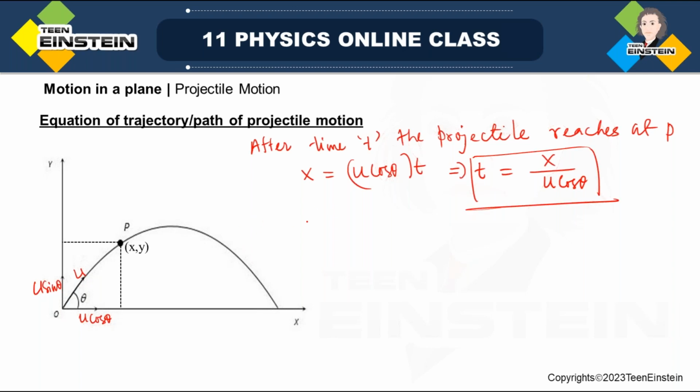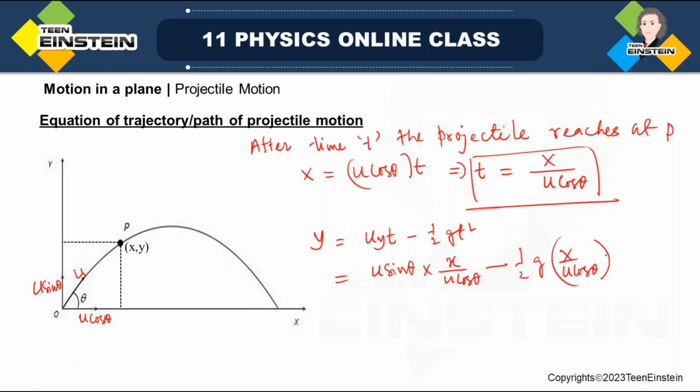Now, what is y? You know this, y will be u y t minus half g t squared. What is u y? U y is u sin theta. I'll put it here, u sin theta. What is t? T is x by u cos theta. See, I'm putting it from here. And half g t squared, t is again x by u cos theta, whole squared.